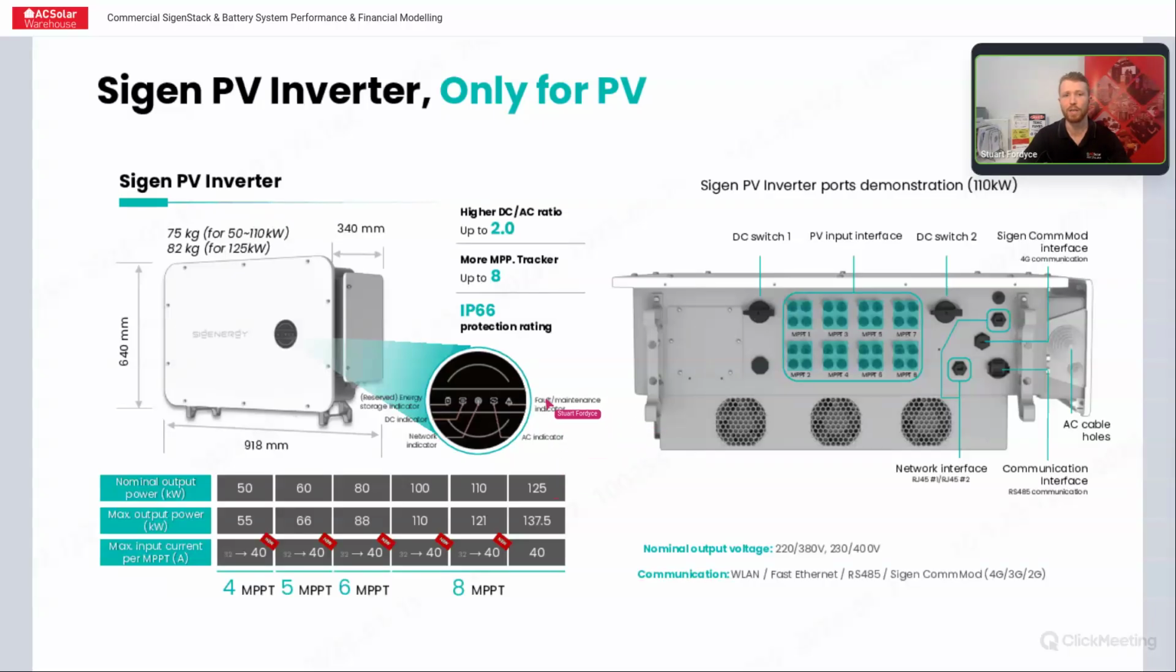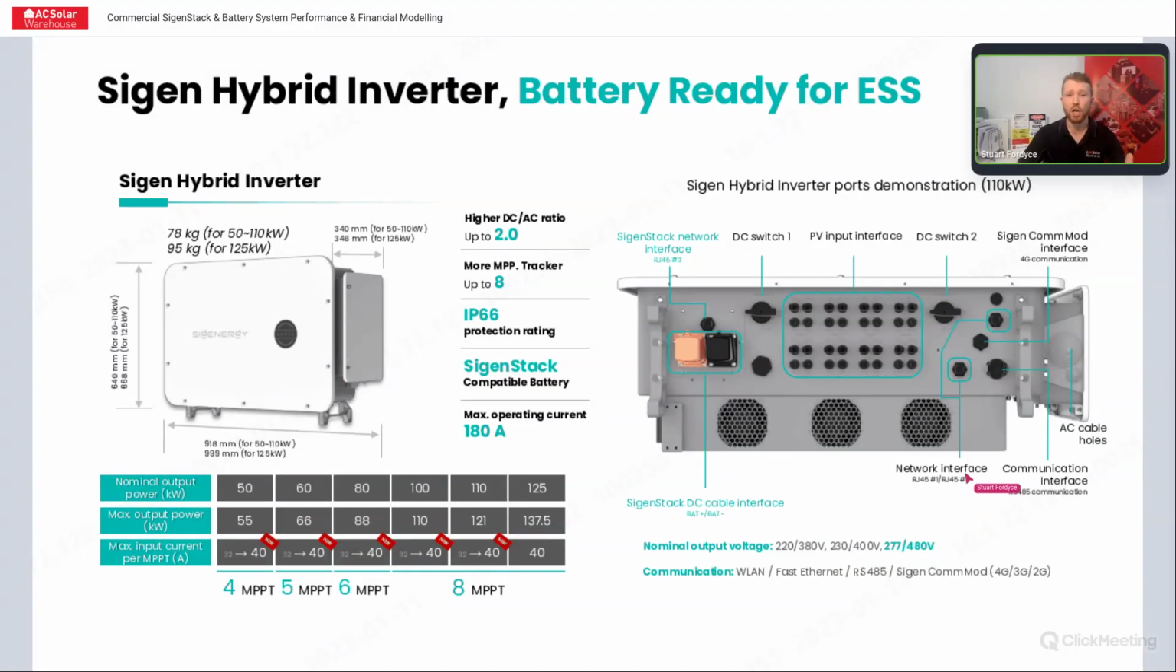This is something that we see becoming really popular because of their tech, their commissioning time, their reliability, and also how competitive they are in the pricing space. The second type of inverter is a battery ready, but not suitable for off-grid. So this one's going to be available in 50, 110, and 125 kilowatts, and isn't suitable for backup, but is suitable to have the SigenStack battery attached to it.